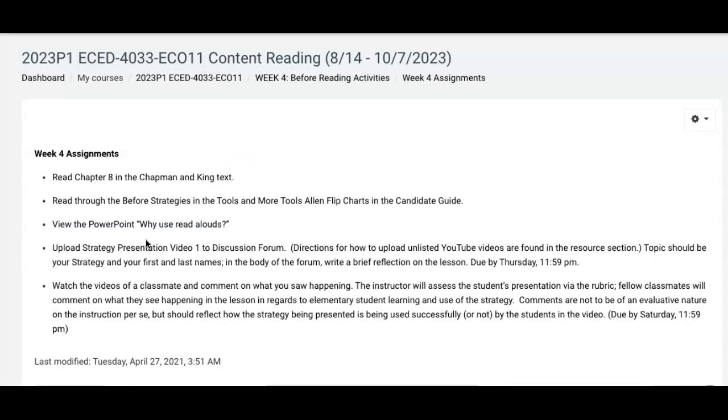Assignments. Obviously, you need to view the instructor video. You're going to read Chapter 8 in the Chapman and King text. Chapter 8 focuses on planning. It was Benjamin Franklin who said, "If you fail to plan, you plan to fail." That is a quote that I had taped several places in my classroom when I was teaching in a classroom. You're also to read the before strategies in the tools and more tools flip charts.